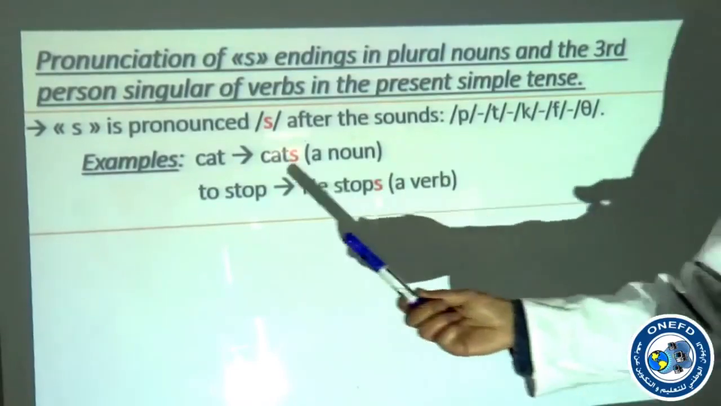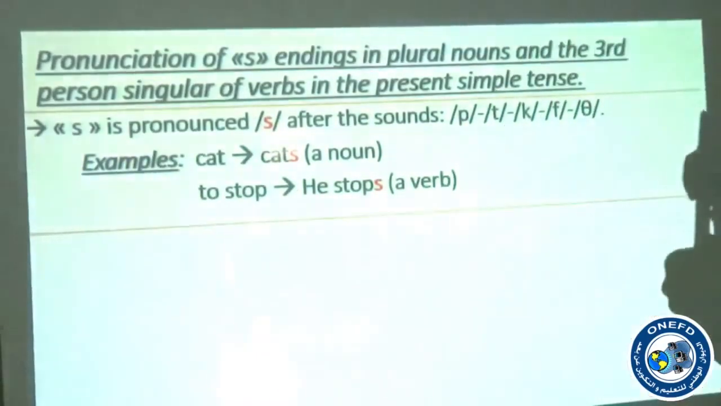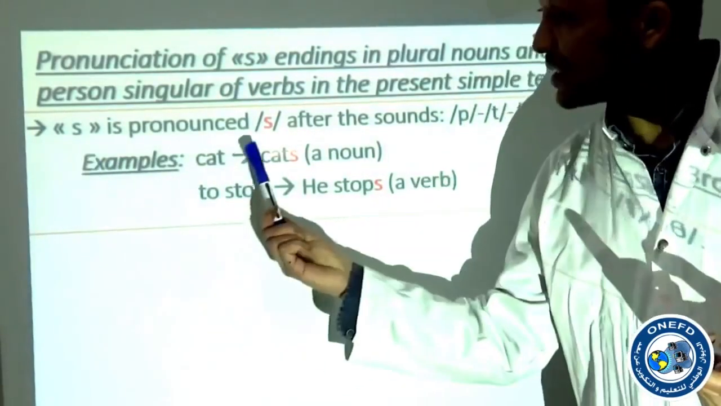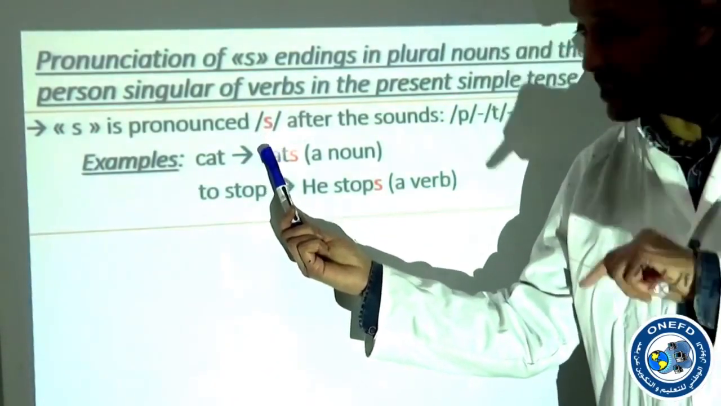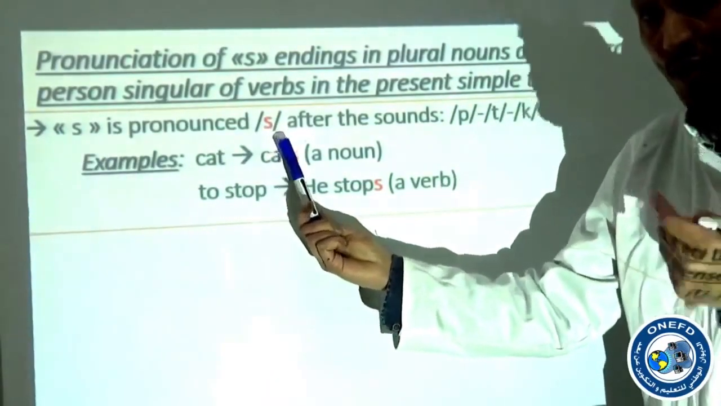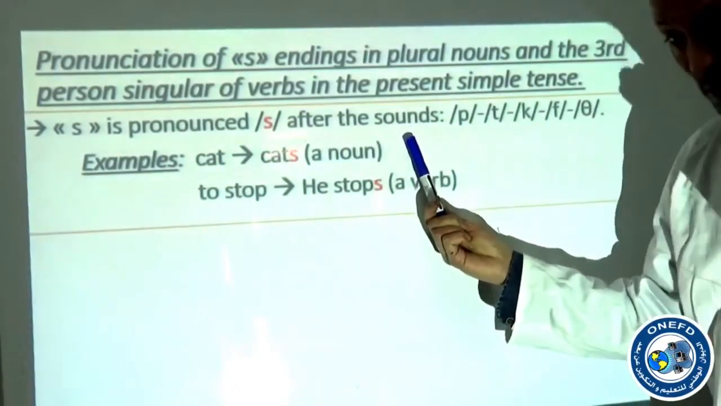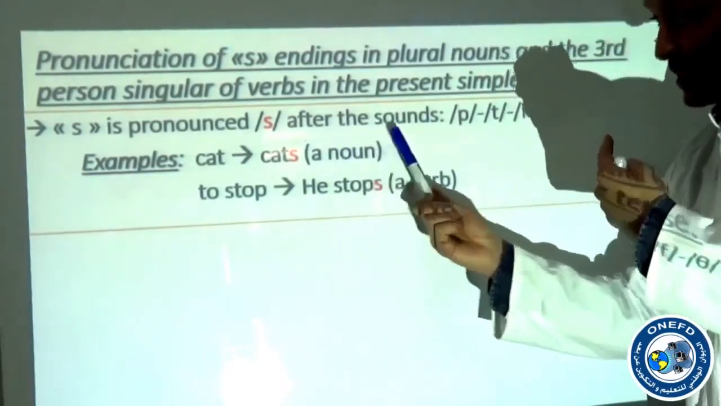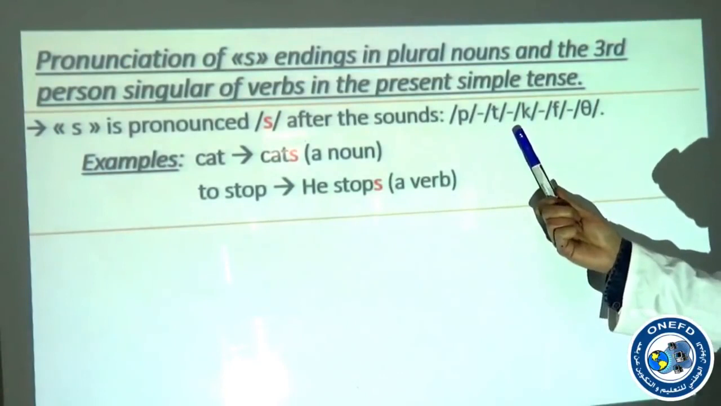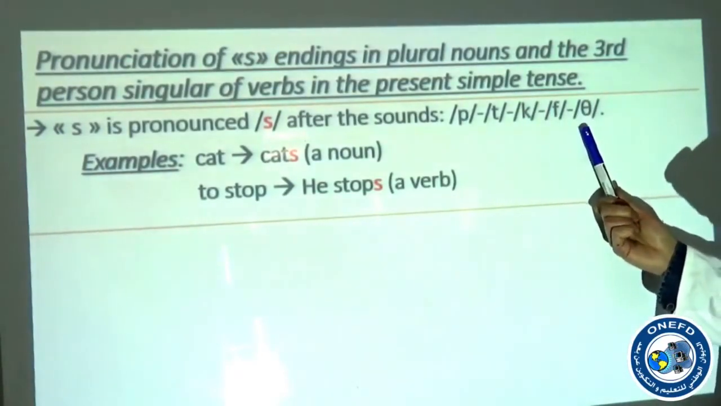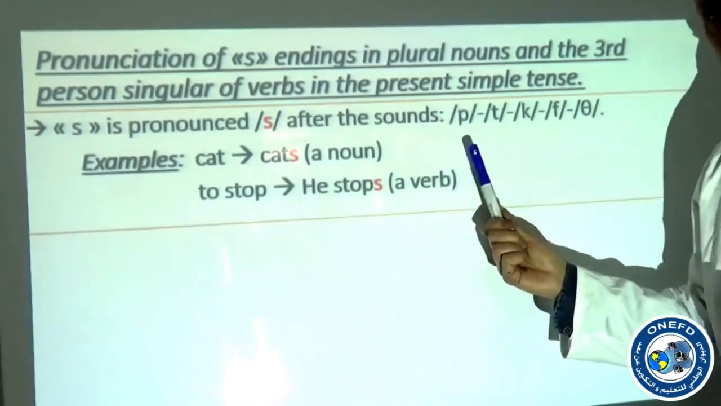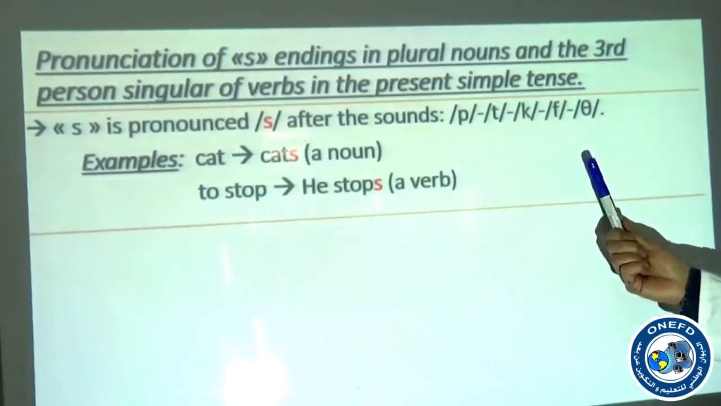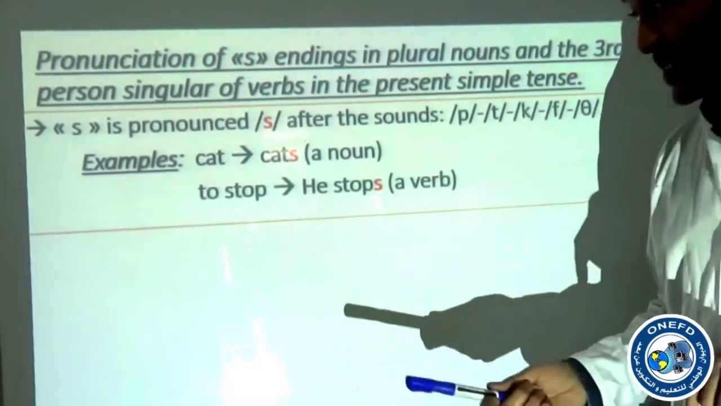So, the first rule. The letter S is pronounced S. As I said before, here the S is a letter, and S here is a sound. They are not the same. The letter S is pronounced S after the following sounds, which are sounds, not letters: P, T, K, F, and Th. I repeat: P, T, K, F, and Th. We're going to see some examples.